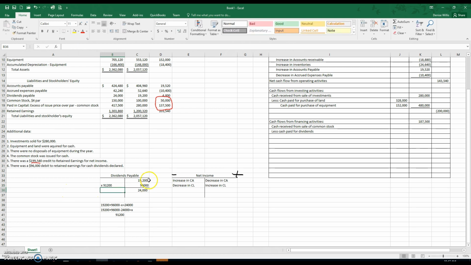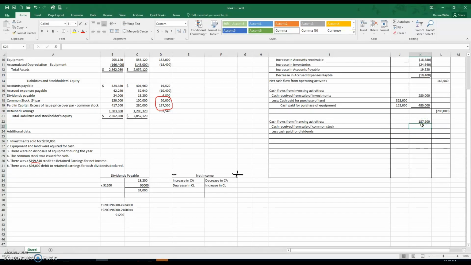Okay, we started out with 19.2. We then subtracted the 91.2 when we actually paid it, but we increased it again by 96, and we end up with the ending balance of 24,000. Hopefully that's a little bit clearer than mud. But anyway, that is the amount we paid for dividends.